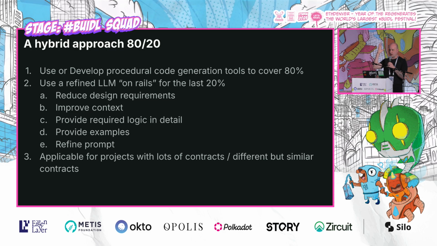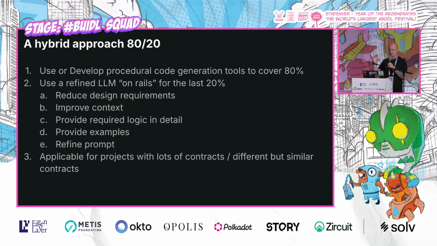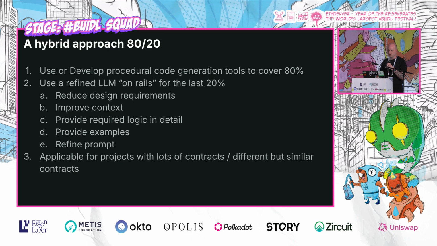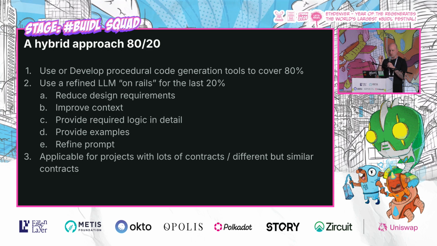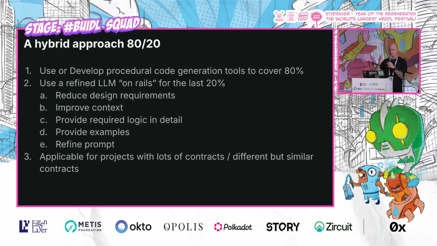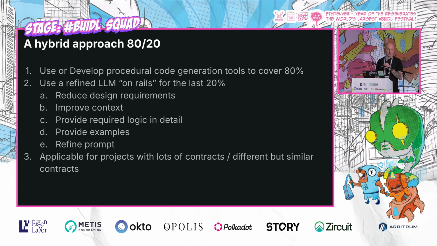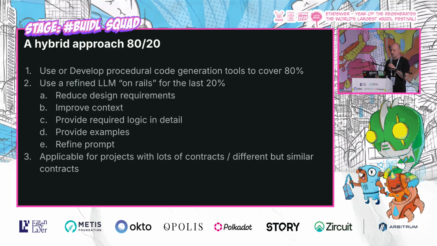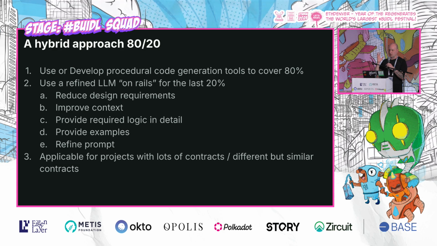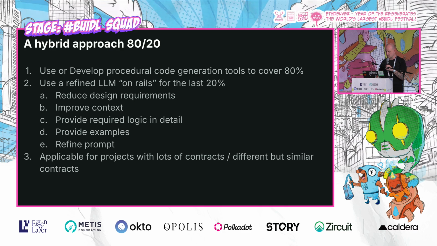And if you do this, the LLM's requirements go down substantially. It no longer has to account for your overall design. You're doing it. You can give it really detailed context on what it needs to have. You can give it the exact logic that you need, and you can give it an example, and your prompt will be smaller, and it will do a much, much better job for you because it doesn't have to do all of it at once. It can just focus on the custom logic that you need. This approach is applicable for projects that have lots of contracts, or lots of different but sort of similar contracts, or groupings, classes of contracts.